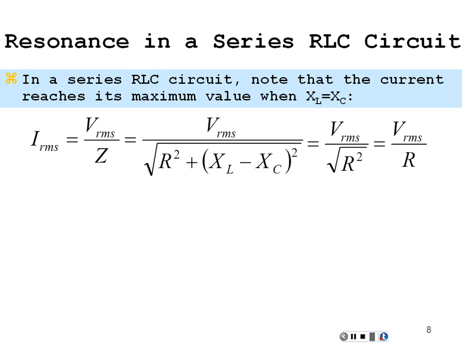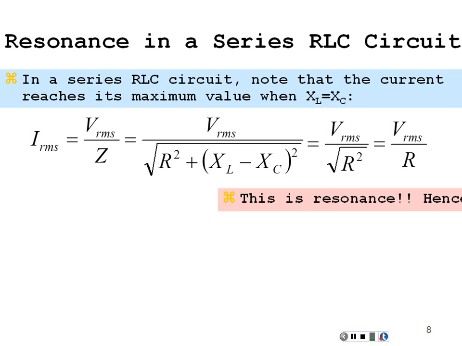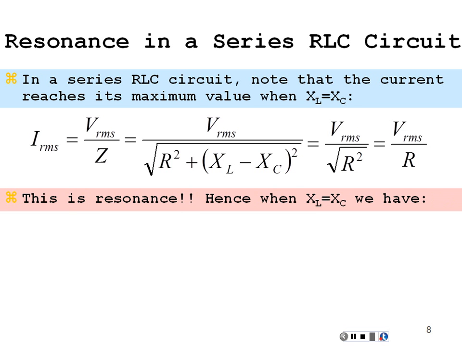That'll correspond to when our total impedance is actually just equal to R. So when the impedance equals the resistance in the circuit, we have our maximum current because the reactances are canceling out. This is when resonance occurs.